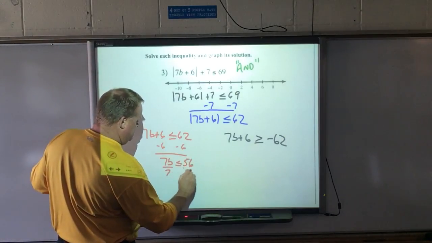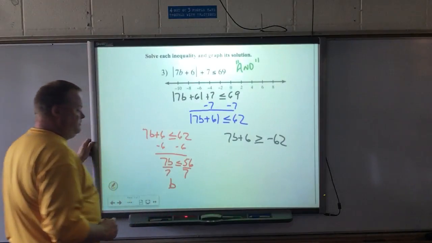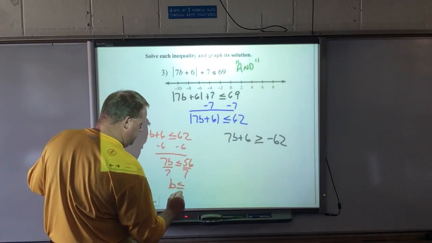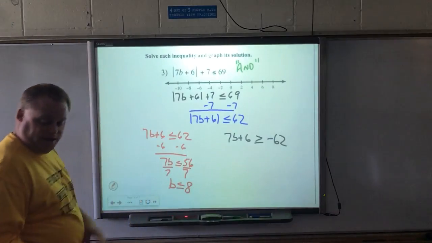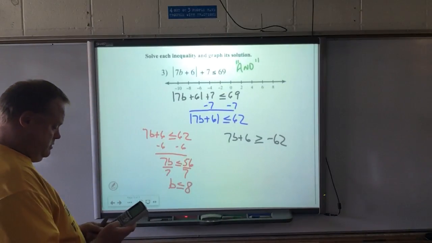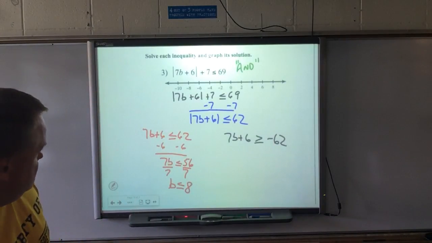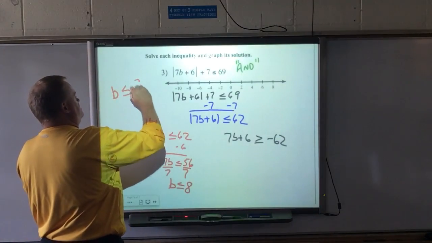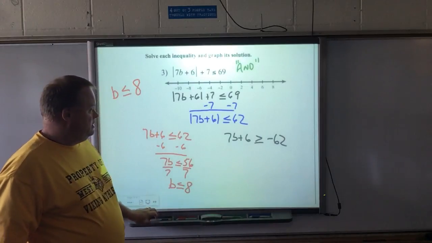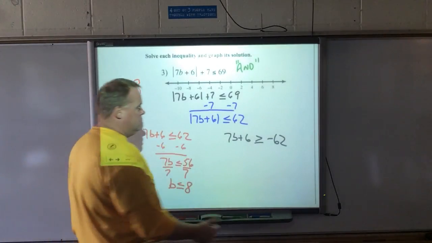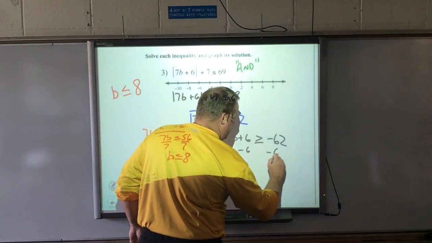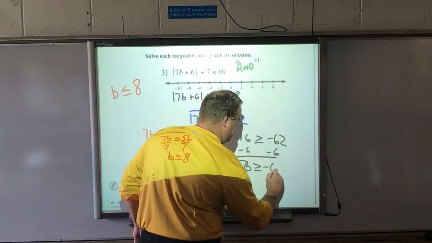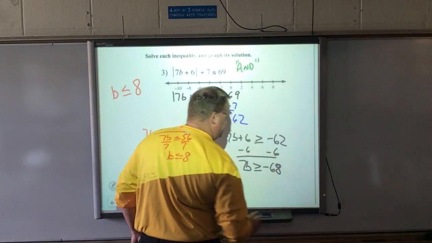And 7 divided by, so 56 divided by 7, less than or equal to, I do believe that is 8. Off the top of my head, let me double check. Yes, so b is less than or equal to 8. Okay? And then I also have this one over here. Subtract 6. That's 7b greater than or equal to a negative 69, or 68, sorry, 68.